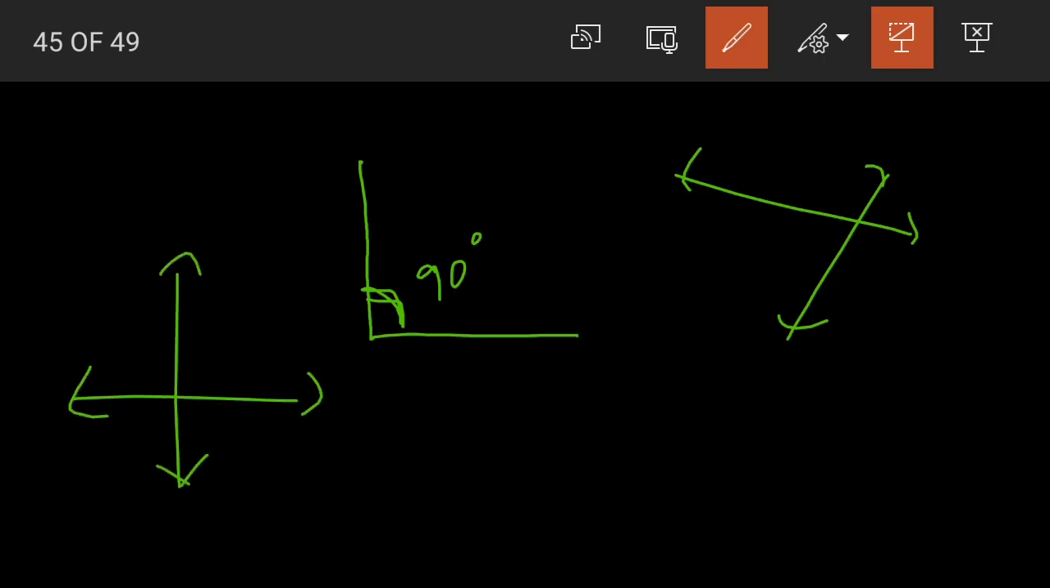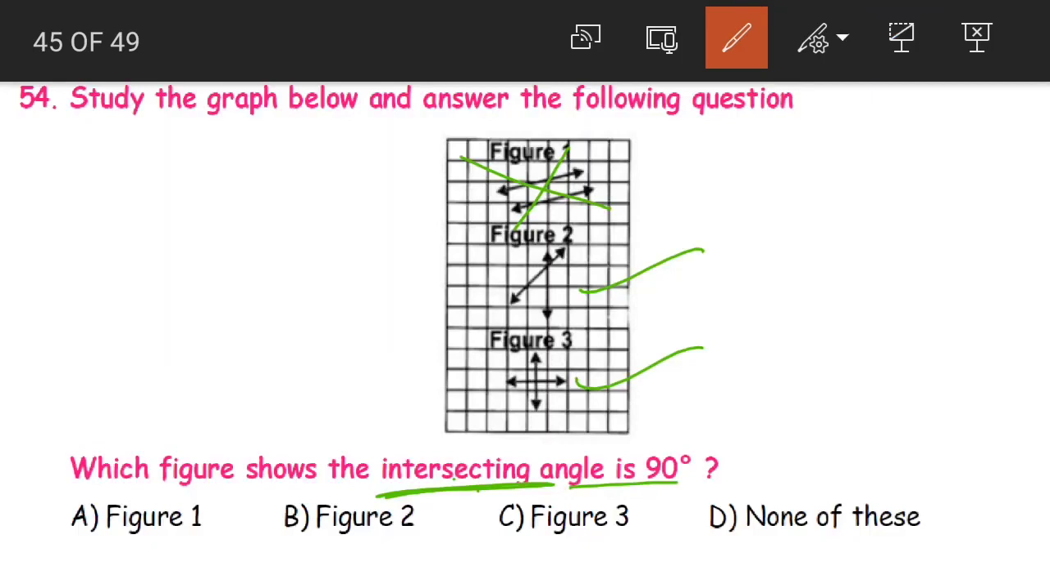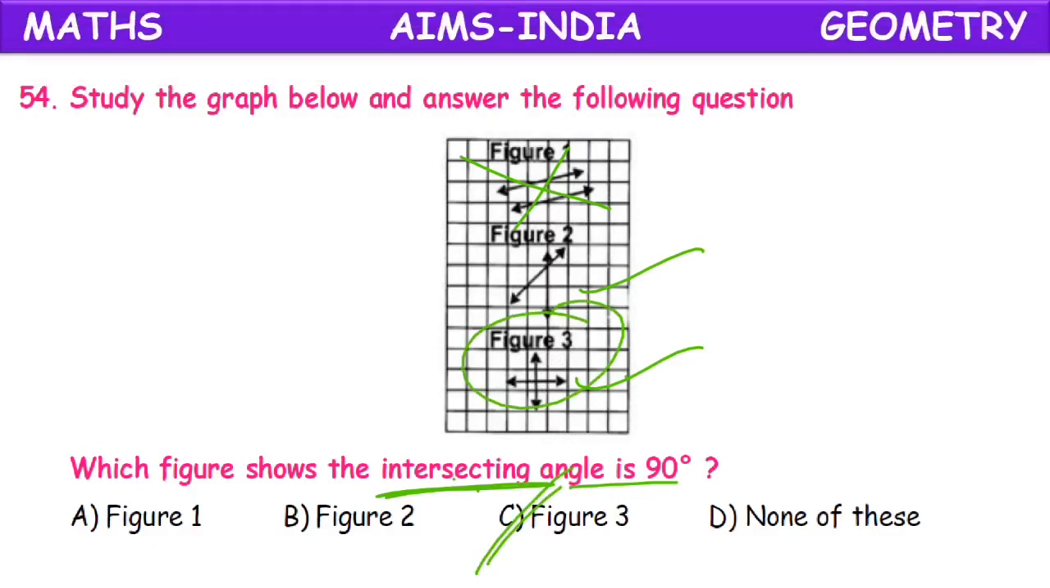Now tell me, children, which is having an intersecting angle of 90 degrees? Yes, this figure here, it is nothing but 90 degrees. Both the lines are intersecting and also the intersecting angle is 90 degrees. So that is our figure 3. Option C becomes our correct answer. Remember, angle is 90 degree means it will look like an L shape.